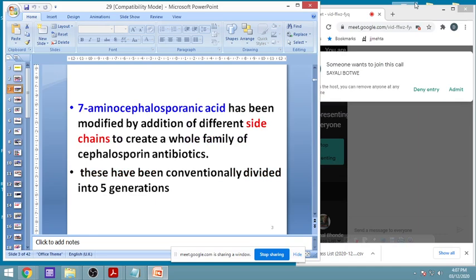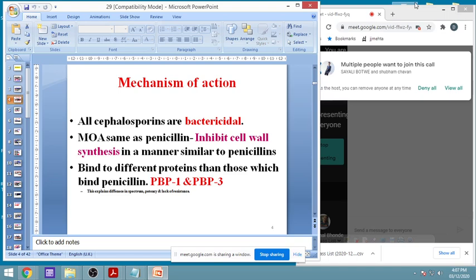Then next is 7-aminocephalosporanic acid. It has been modified by addition of different side chains to create a whole family of cephalosporin antibiotics. These have been conventionally divided into 5 generations. These generations depend on the basic activity they have, just like we have penicillin synthetic, semi-synthetic, and how penicillin got modified at the end. The cephalosporins are bactericidal.